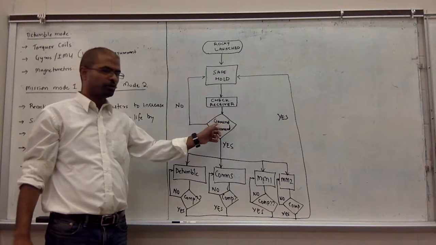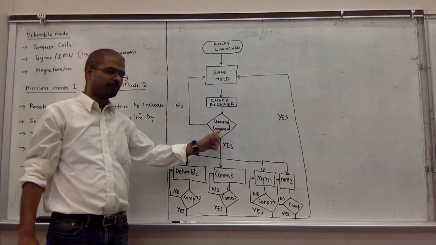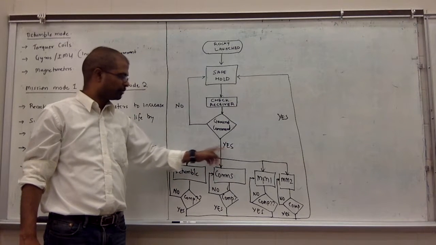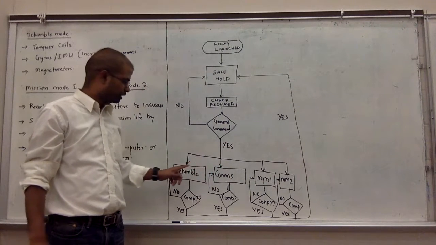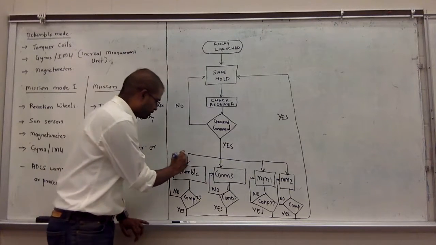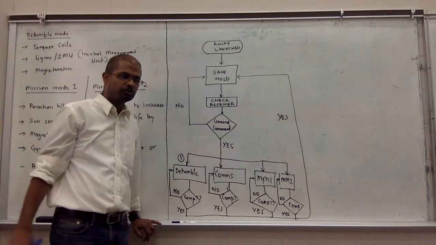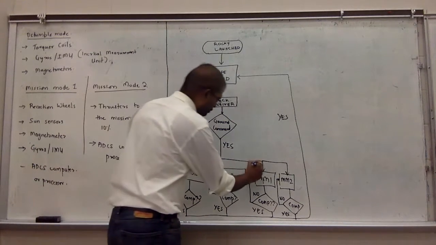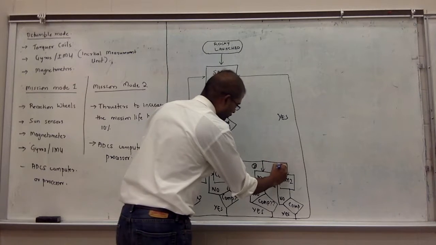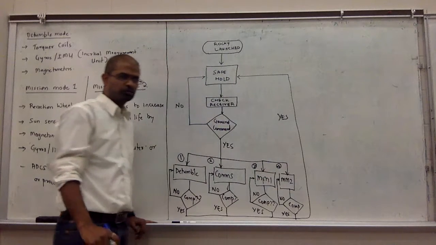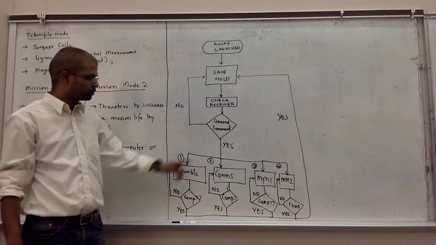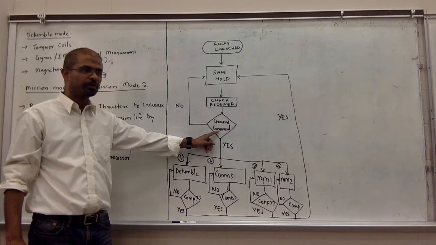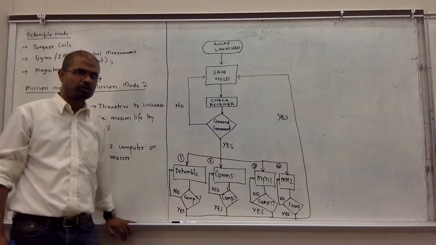So if somebody calls you, what are you going to do? Answer. So if somebody calls, you're going to answer. Let's say it says 1, you'll go to data mode. 2, you'll go to comms mode. 3, you'll go to mission mode 1. 4, you'll go to mission mode 2. So if it receives a ground command, that is, it receives something from the ground station.